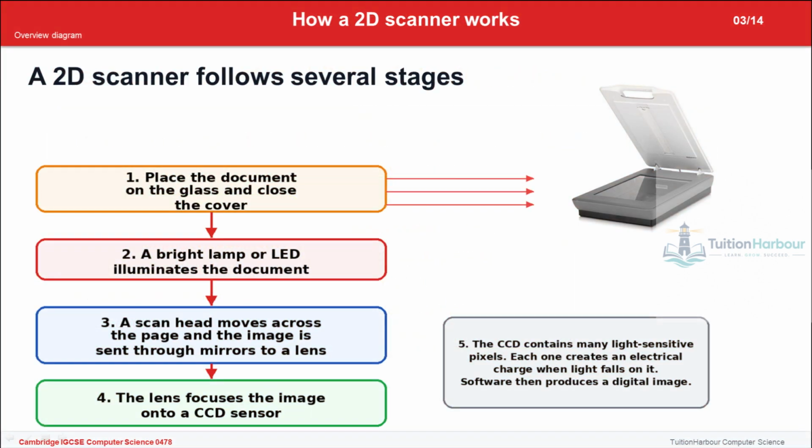How a 2D scanner works. First, the document is placed on the scanner glass. A bright lamp or LED illuminates it. A scan head moves across the page and mirrors direct the reflected image through a lens onto a CCD sensor.